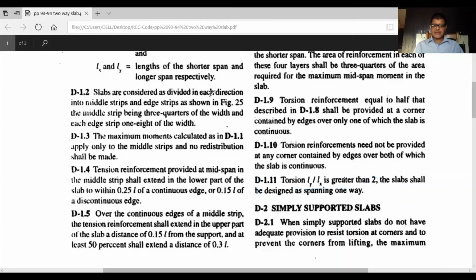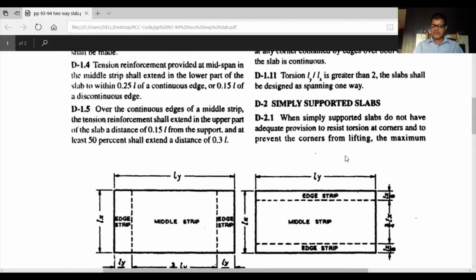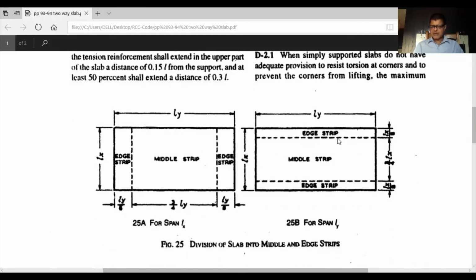Now next is given for simply supported slab. What is a simply supported slab? When a simply supported slab does not have adequate provision to resist torsion at corners and to prevent the corners from lifting. So here the corners are prevented from lifting, or here the corners are not prevented from lifting. So either the question will say prevented from lifting or not prevented from lifting, or it will be restraint slab or simply supported slab. So read it carefully. If it is a simply supported slab, there is no torsion requirement.